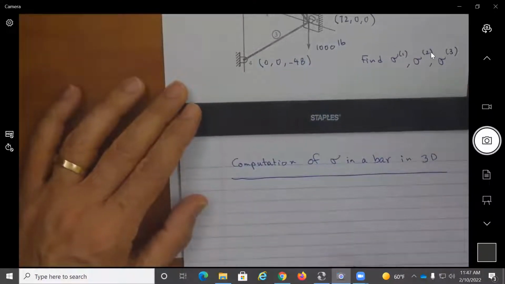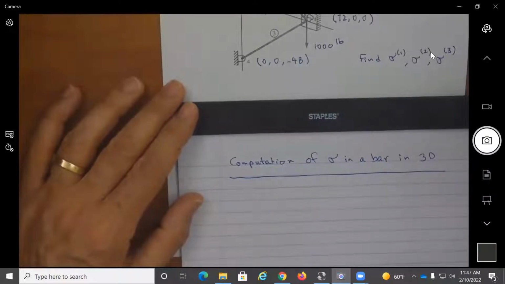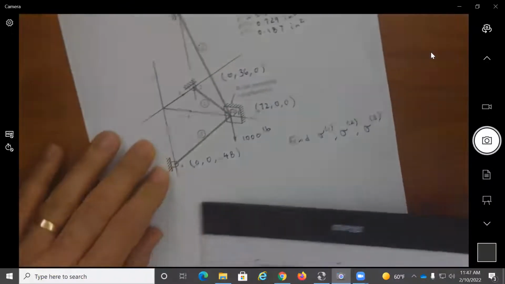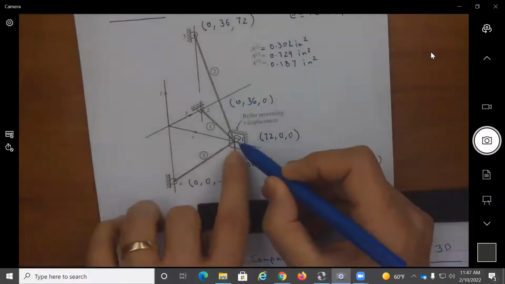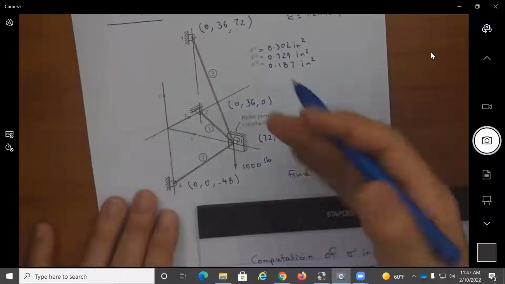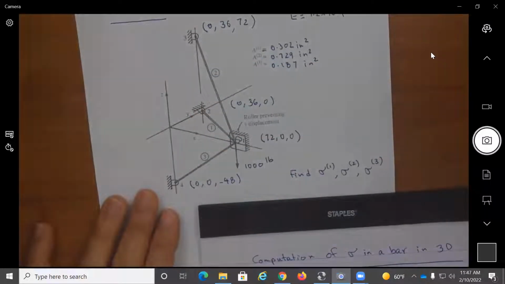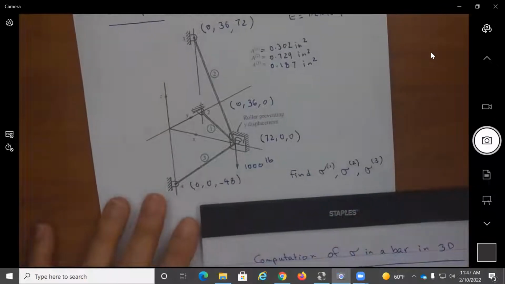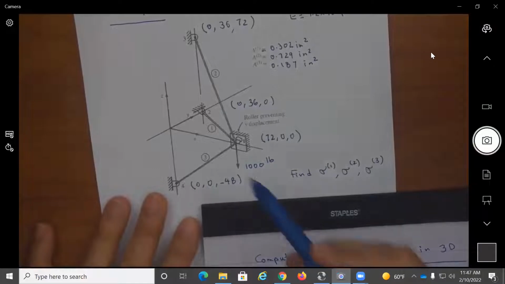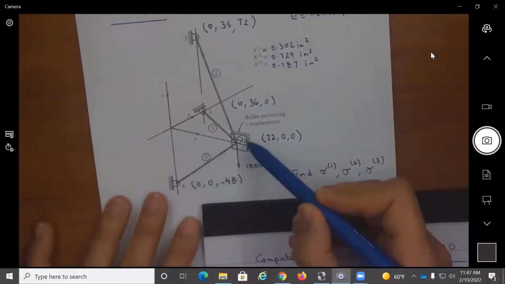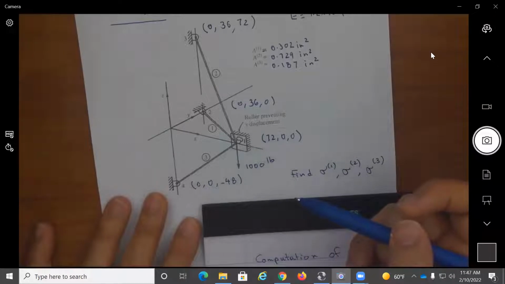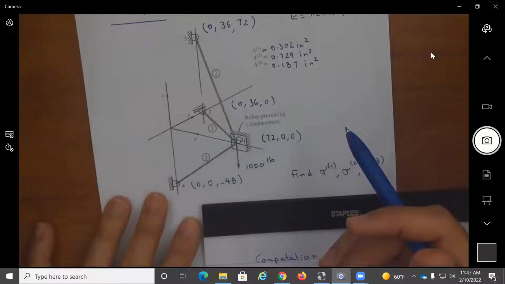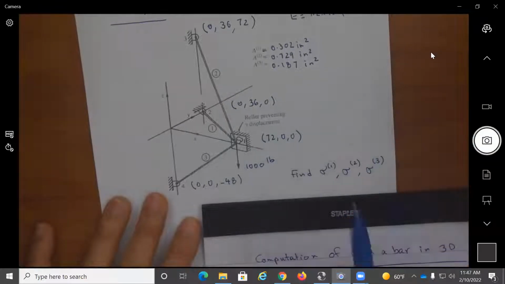Is node 1 fixed? Node 1 is restrained from moving into the XZ plane, right? So what would that mean? It can slide in the X direction and in the Z direction, but it cannot move in the perpendicular direction, which is the Y direction. So it's like a roller in 3D. Make sense? Yes. Okay.